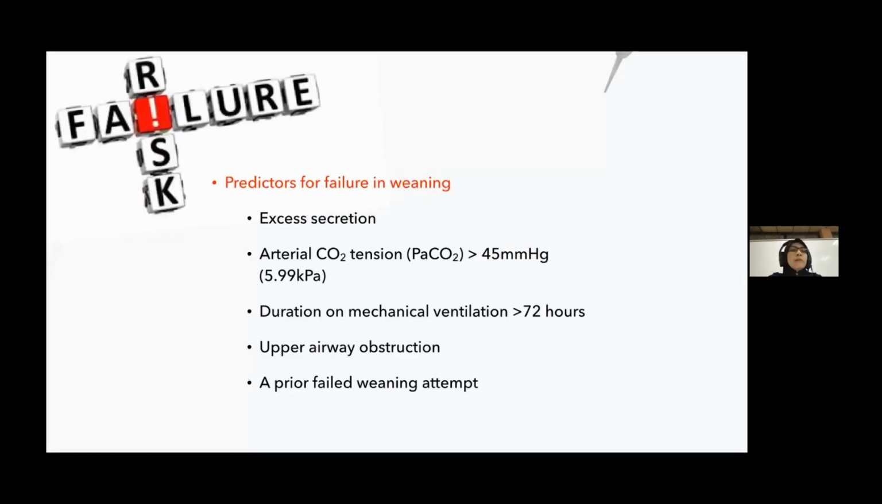So what are the risks of failure? You need to know the predictors for failure in weaning. If the patient comes to you with excessive secretion, please take care of the secretion first before you start weaning. Even if you continue with multiple stages of weaning, the patient may be successfully extubated, but the chances of re-intubation are very, very high.